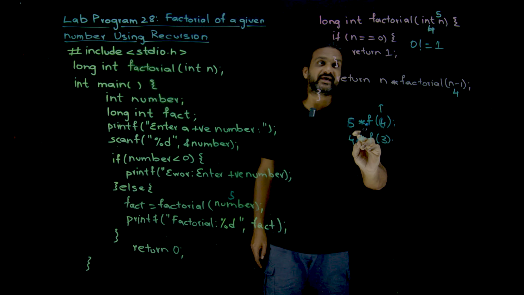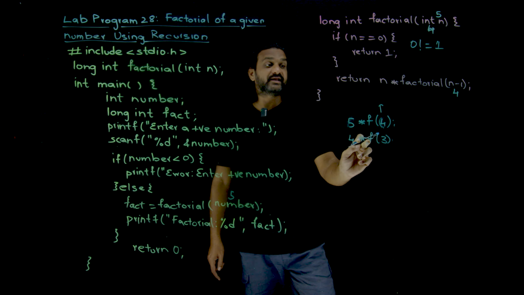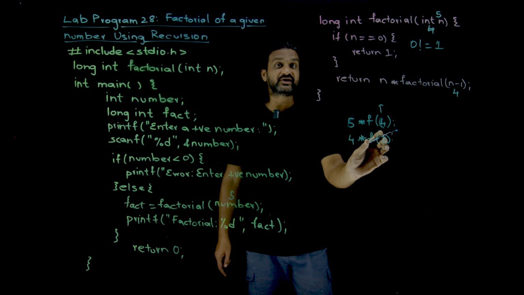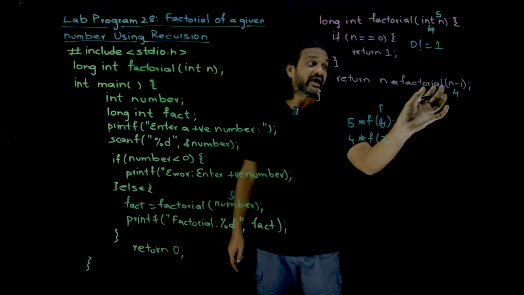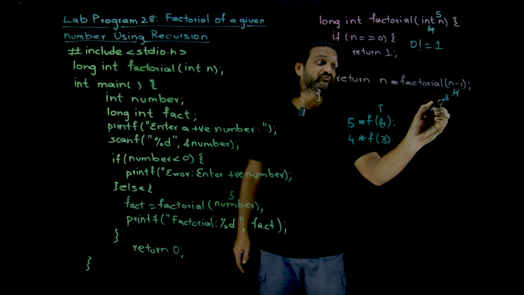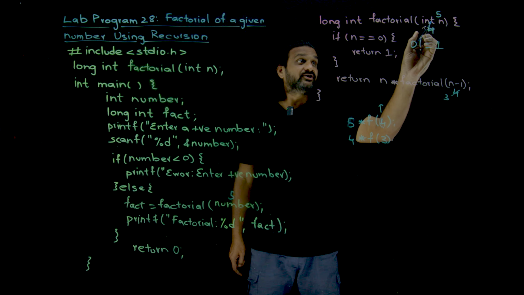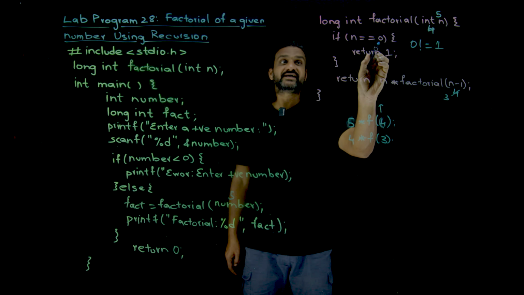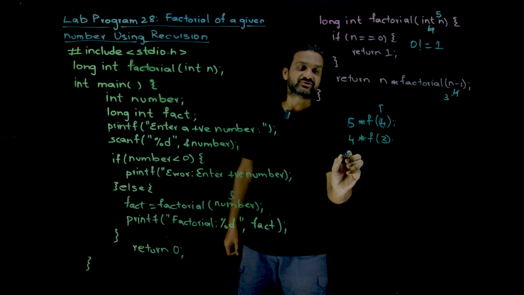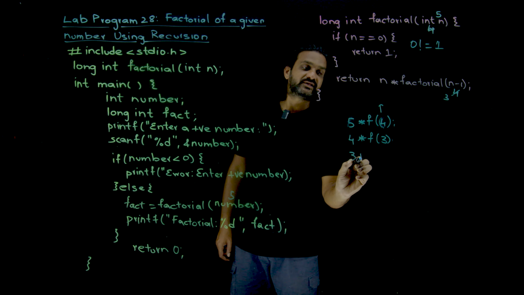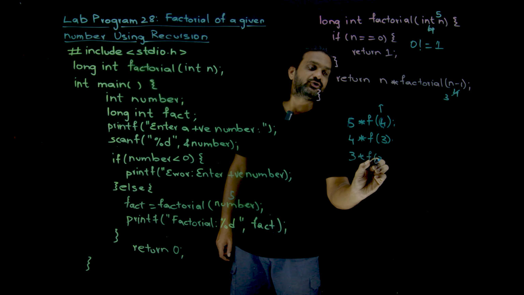Okay, so again we have made a recursive function call here. F of 3 is a recursive function call, factorial of 3. So the new one is factorial of 3. The value of n is equal to 3. Is it equal to 0? No, it is not equal to 0. So it will become 3 into f of 2.